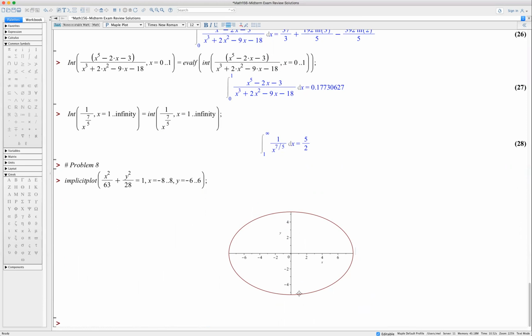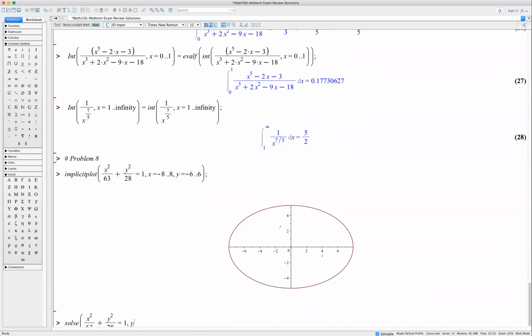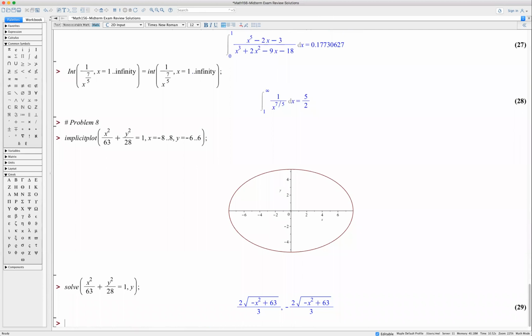And how can I find the area? Well, I can solve this equation for y. So let's say solve this equation for y. And we get, this is the top half curve of the ellipse. This is the bottom half. So if I integrate from here to here, this function, I'll get the area of the top half of the ellipse.